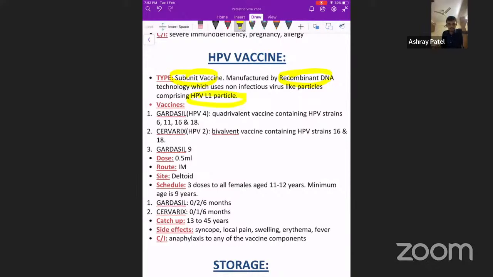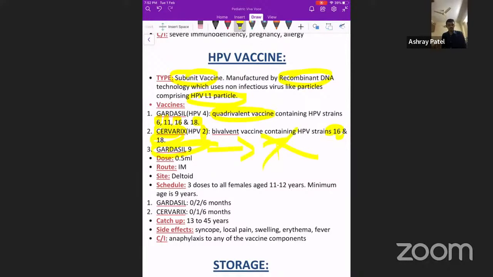Now, what are the vaccines that are available? One is the quadrivalent vaccine. This is called HPV4, and it covers 6, 11, 16, and 18. It contains 4 strains. Apart from 16 and 18, which are the main causative agents, it contains 6 and 11 as well. Next is Cervarix. This contains 2 strains, the main strains that are responsible, that is 16 and 18, for causing cancerous lesions. And Gardasil 9, but this is not recommended in India yet. It is still not recognized by the Indian government. But this is the recent vaccine that has come up.